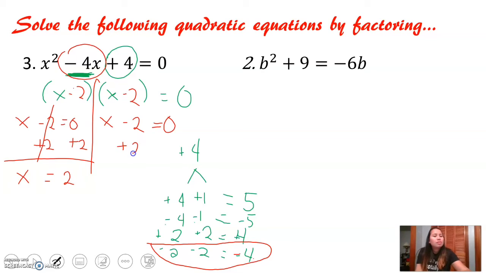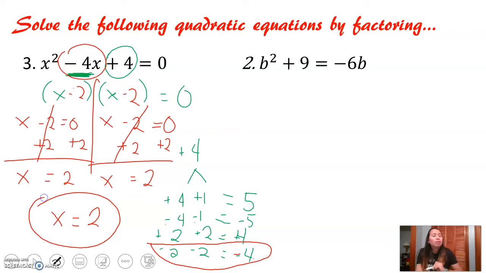This is pretty much the same. x equals 2. Now, if you would notice, we end up with one answer. This is what I'm talking about. The solution or the answer we're looking for can be one number only. For this case, number 3, the answer is x equals 2.